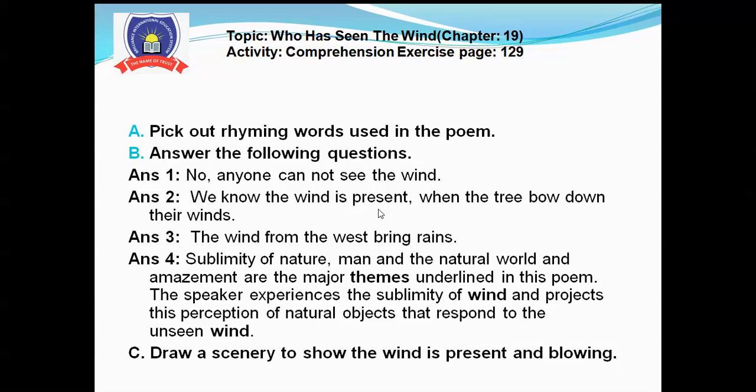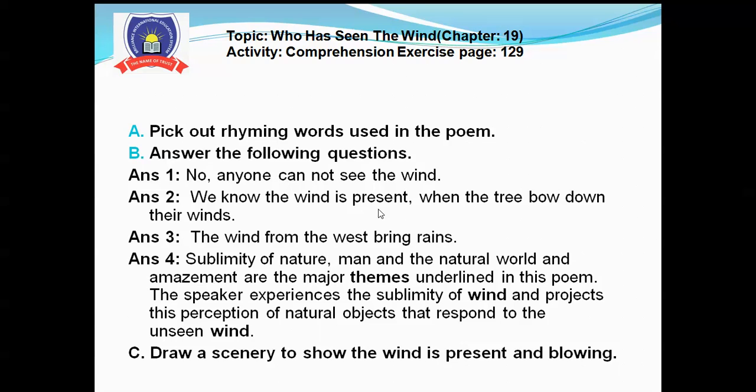You have to prepare your notebook neatly and nicely. Put the date, day, classwork, and then draw a margin line. After drawing a margin line, you have to write the topic: Who Has Seen the Wind, chapter 19. And then you have to write the activity: comprehension exercise, page 129.